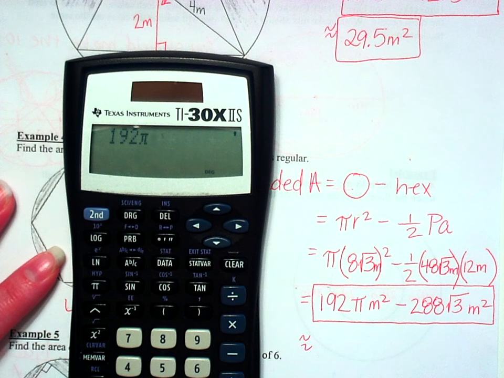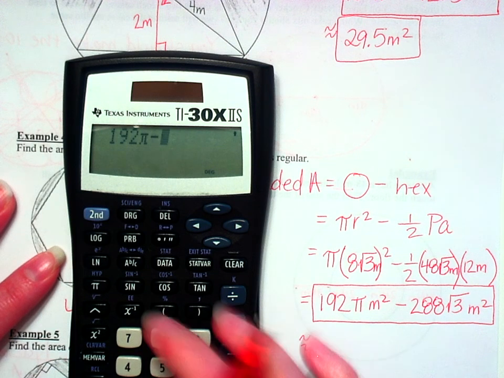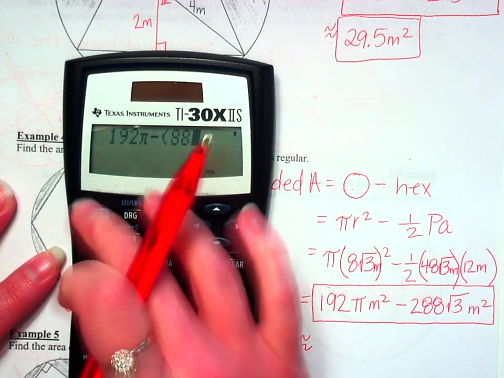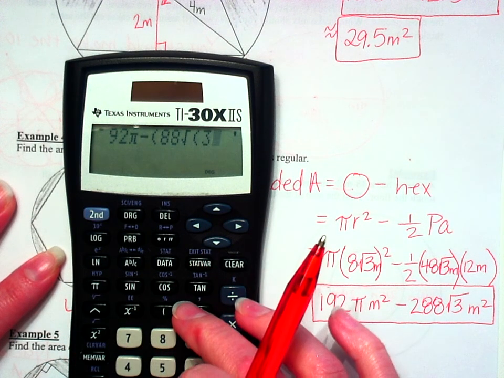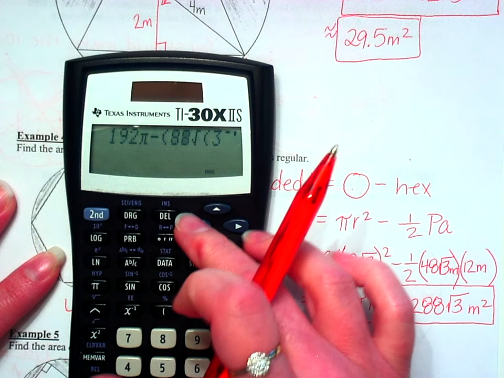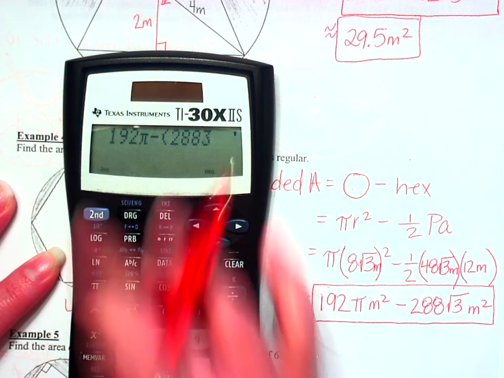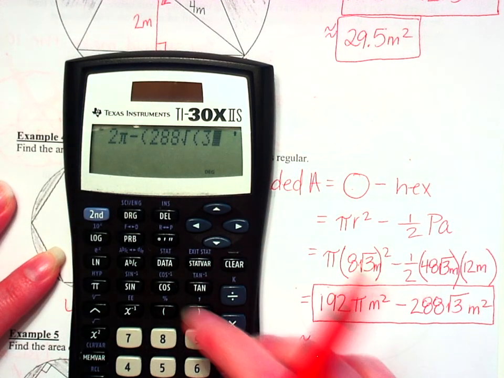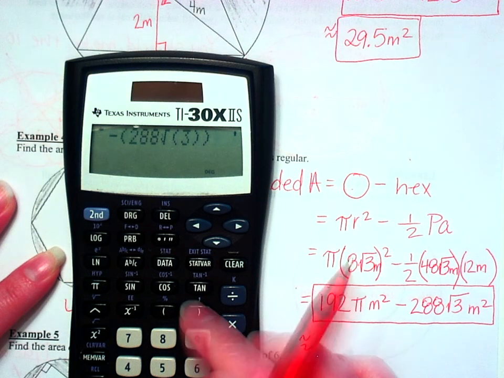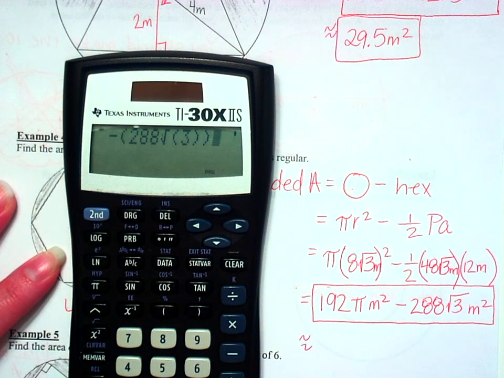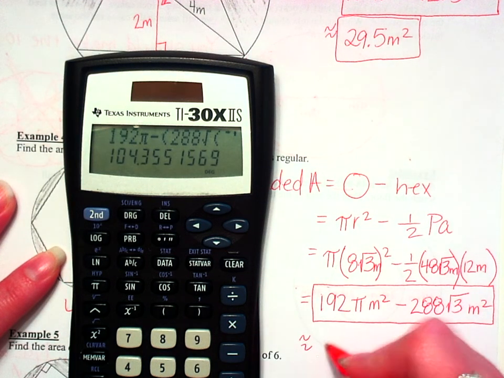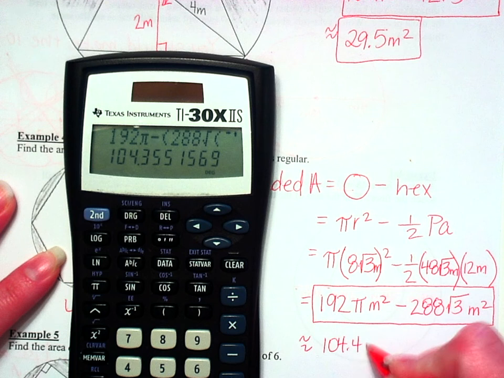So 192 pi minus, in parentheses, 288 square root 3. Close it up so that you're subtracting the entire thing, and then hit enter. We get approximately 104.4 meters squared.